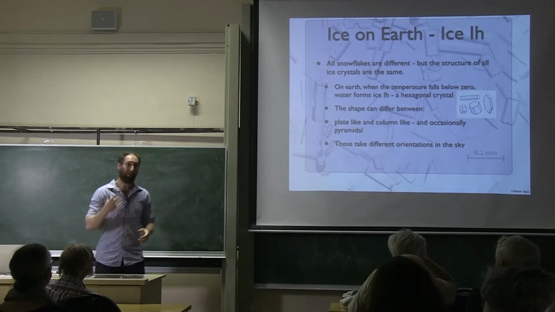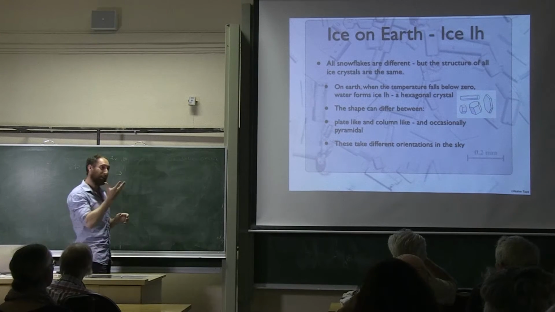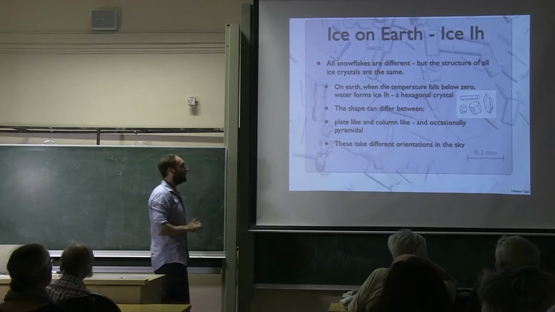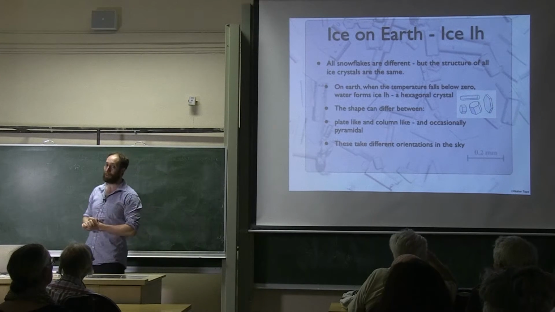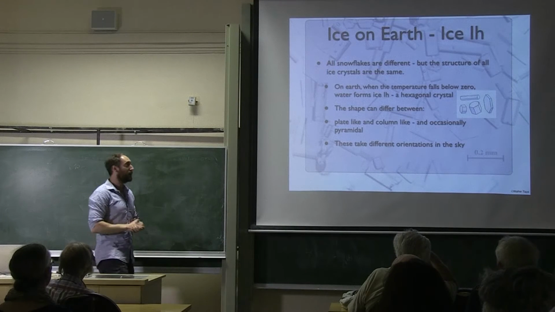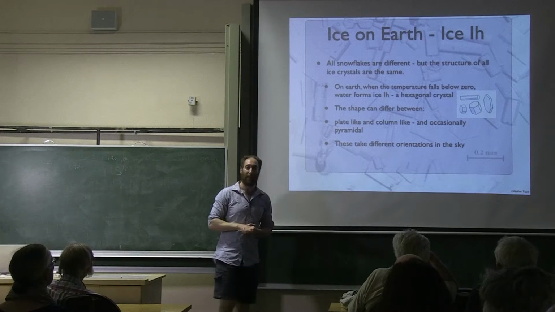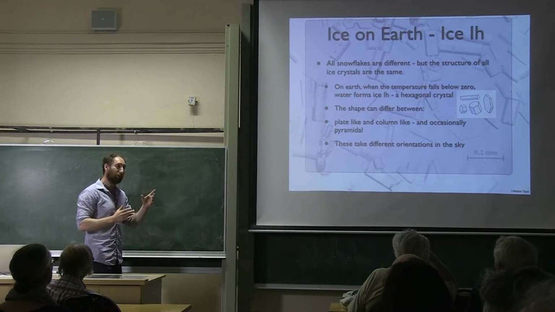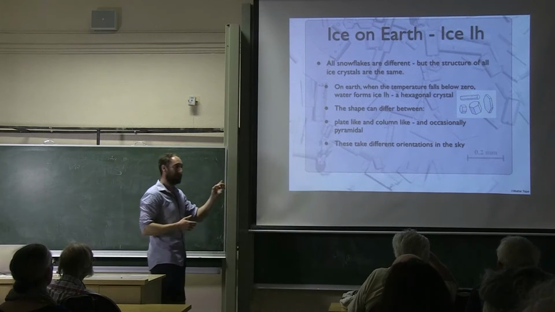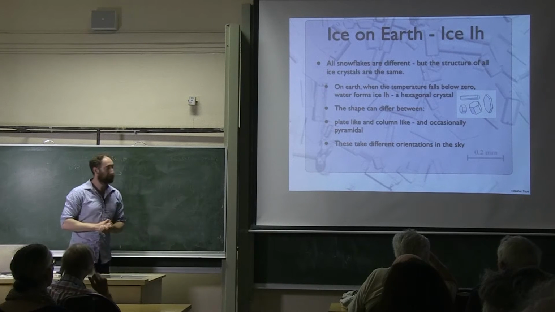But the fact that there's this very set structure of a hexagonal pattern, a six-sided pattern of the crystals, is what gives rise to the particular halos that we get on Earth. I'll show you later what we expect to happen on different planets where we don't have water in the atmosphere, but ammonia or carbon dioxide forming crystals, which won't necessarily be hexagonal, and they will give rise to different halos again.